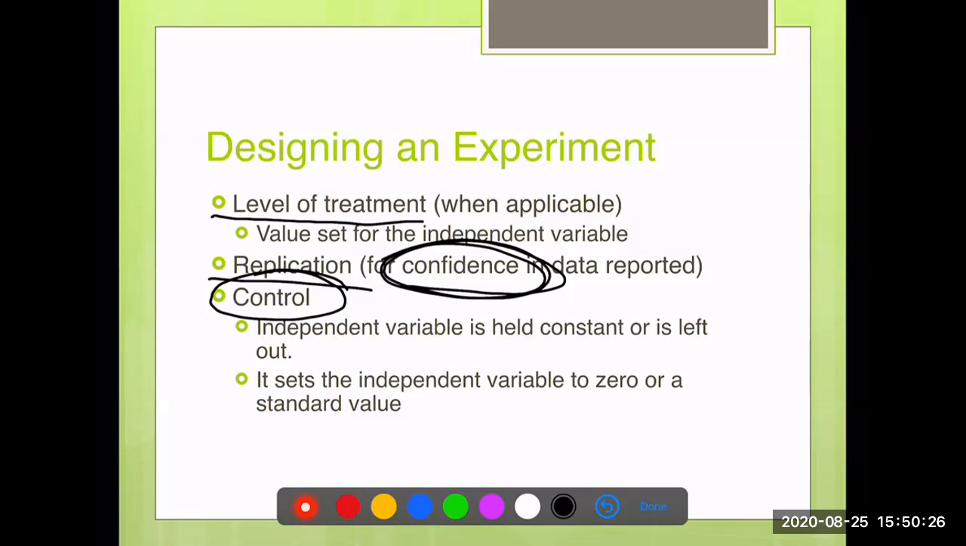In your worksheet, you're going to have an opportunity to identify variables, to design an experiment, and if you need any help, please do not hesitate to contact me for help. All right, have fun.